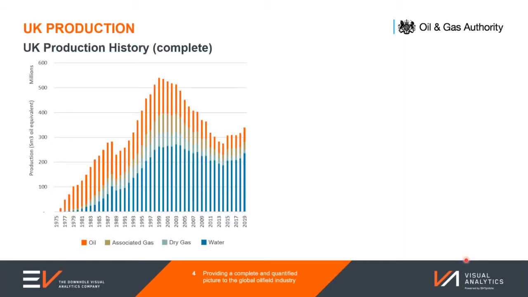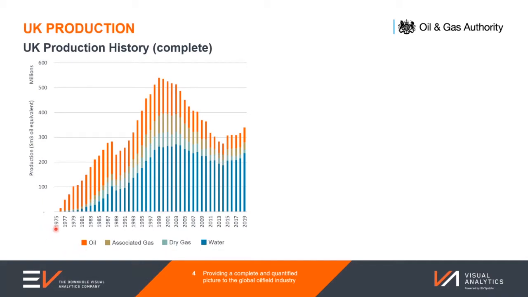The first chart is a relatively simple plot of the produced fluids by volume on the vertical axis against time on the horizontal axis. And you can see this goes all the way back to the start of records in the mid-70s. And I've just cut it short at the end of the last full calendar year, at the end of 2019. And you can see by the key underneath that we're looking at the produced oil, the associated gas coming with the oil, dry gas from gas wells, and the water production overall.